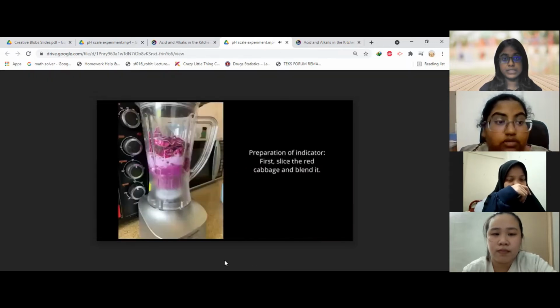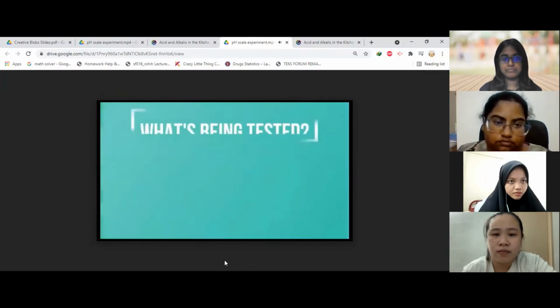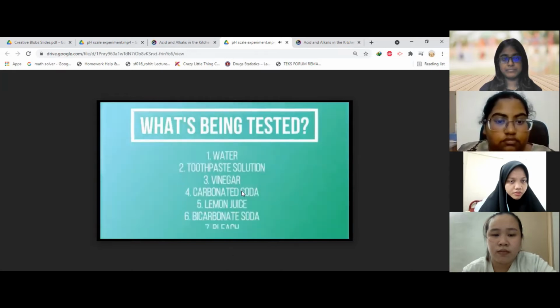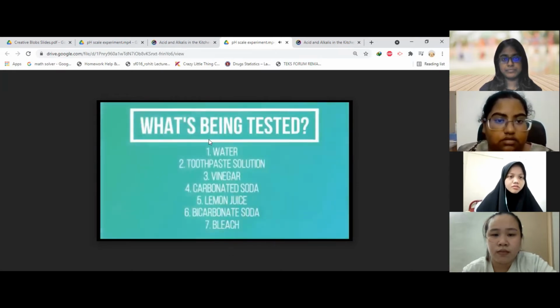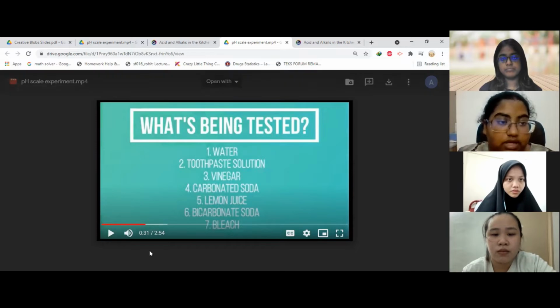This is how you prepare the indicator. These are the solutions that we are going to use to see what pH they each have: water, toothpaste, vinegar, carbonated soda, lemon juice, bicarbonate soda, and bleach.